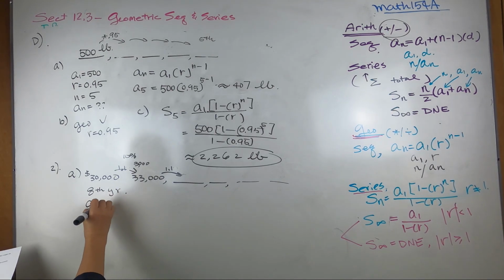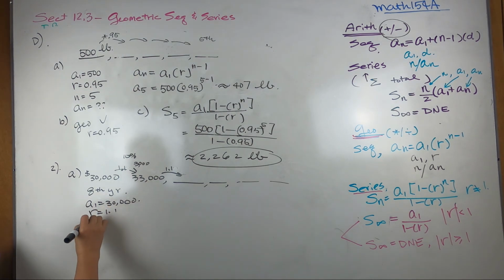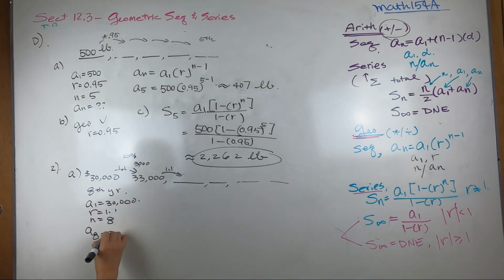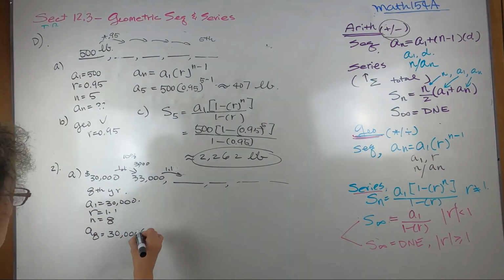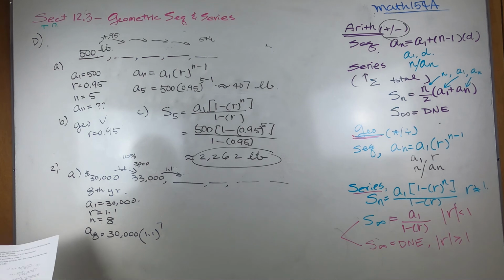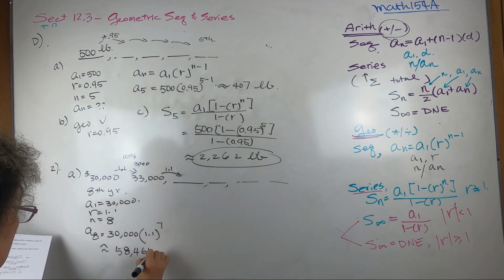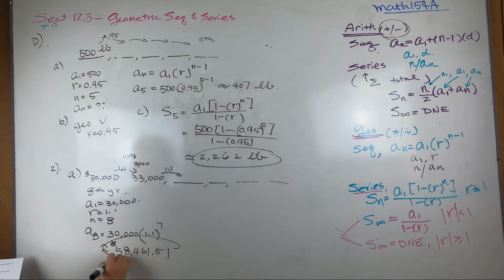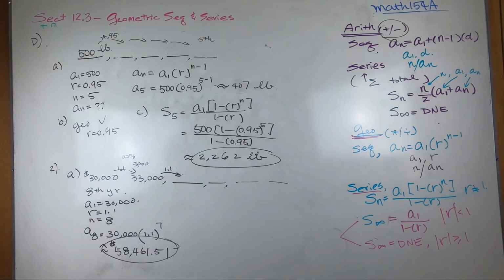So we do A1 is 30,000, right? R is 1.1 for the 8th year. So we find A8, which is A1 times R, 1.1 to the n minus 1. It's a 7, right? Then you round it at the end. So she will be making such. Okay, do it on the calculator. So that would be the 8th year, almost double, right?